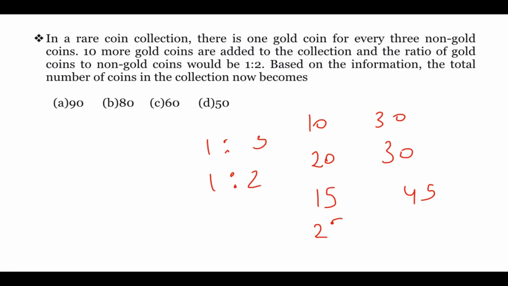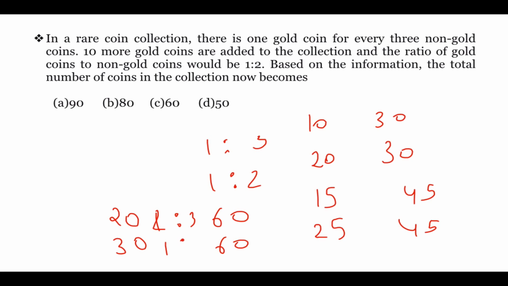So let's start with 15, so it has to be 45. Now it is 25 and 45, still the ratio is less. So start with a bigger figure. Start with 20, so it was 60. Now you added 10, so it is 30 and 60. Earlier the ratio was 1:3, now the ratio is 1:2. So the answer is 30 plus 60, that is 90. This is the simple way, there is no need of any formula whatsoever.